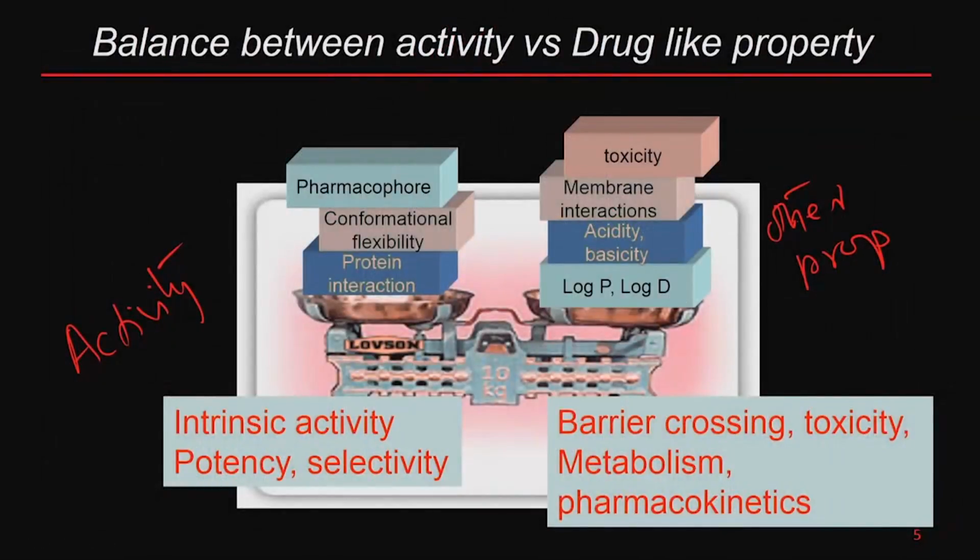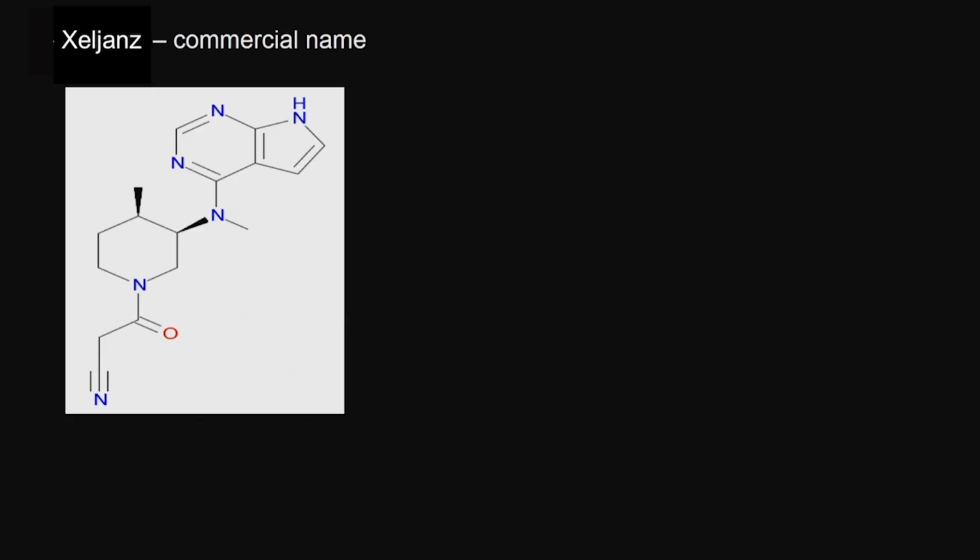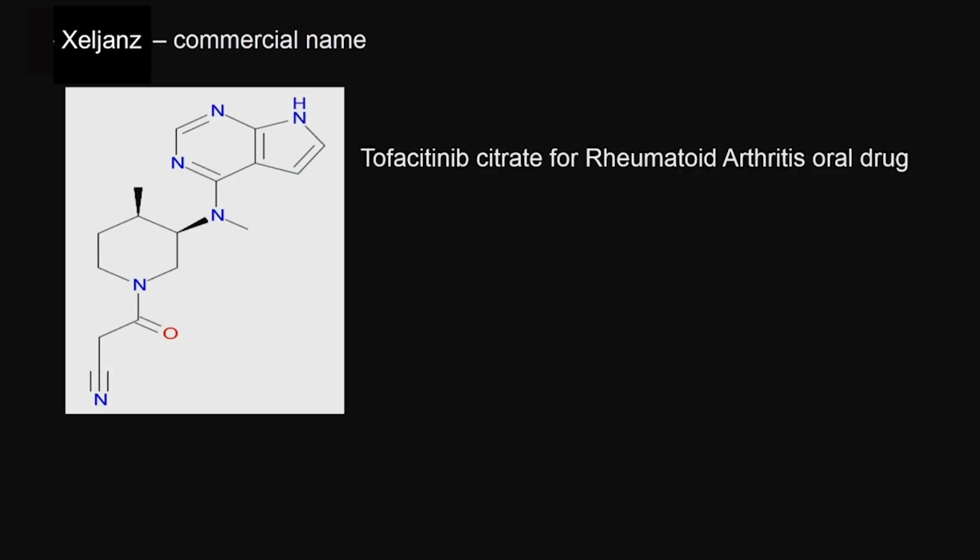Let us now look at some of the commercial drugs in the market, which I had mentioned as a few top selling drugs, and look at some of their structural features. This drug is called Xeljanz. This is for rheumatoid arthritis. This is taken as an oral drug.